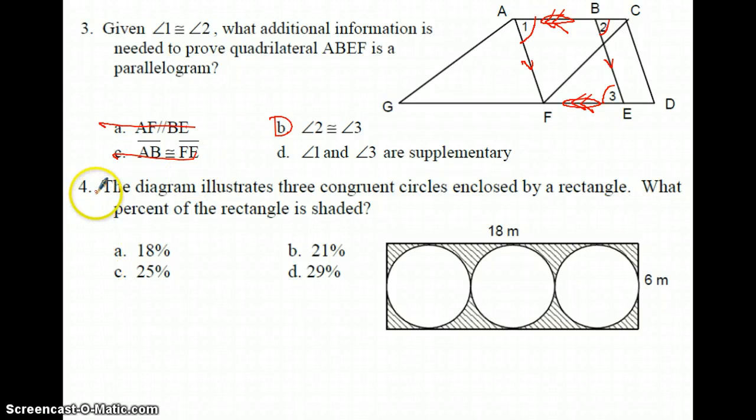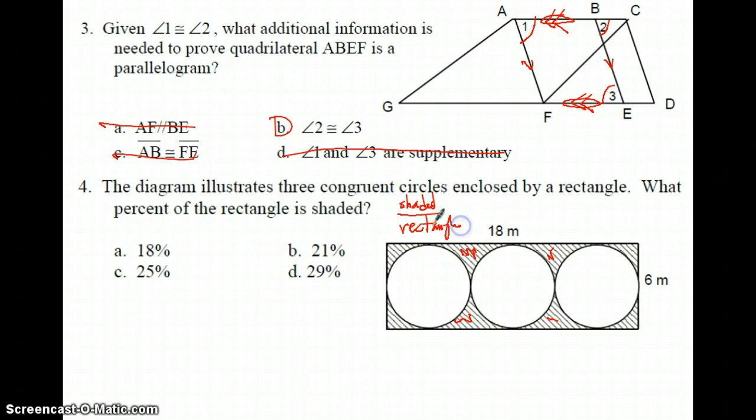Alright, 4. The diagram illustrates congruent circles enclosed in a rectangle. What's the percentage? So I'm going to find the area of this shaded stuff, and I'm going to divide it by the area of the whole rectangle. Shaded divided by entire rectangle will give me the percentage I want.